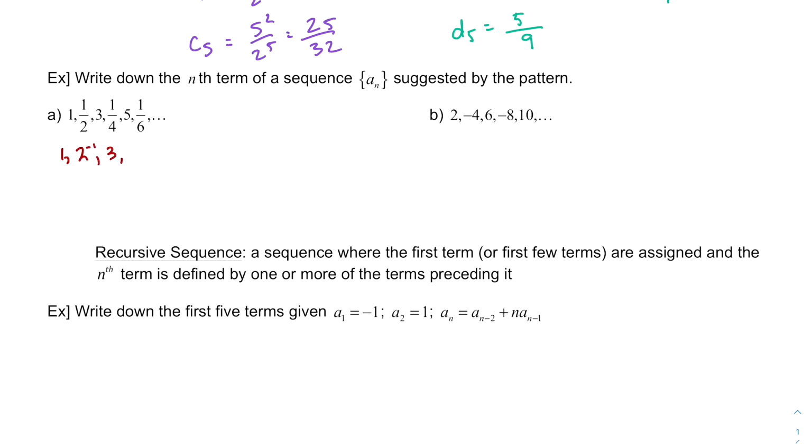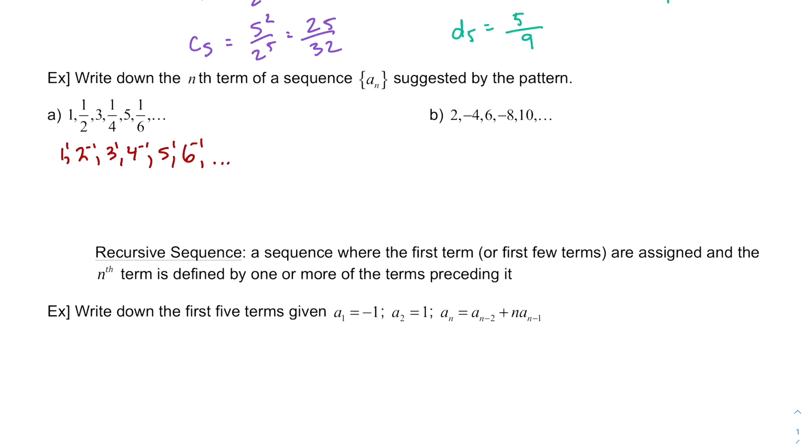I'm seeing 1 and then 2 to the -1, 3, 4 to the negative 1, 5, 6 to the negative 1. Just to kind of see the 1, 2, 3, 4, 5, 6 going on here. I'm also going to add in some exponents. I'm going to say 1 to the first, 3 to the first, 5 to the first.